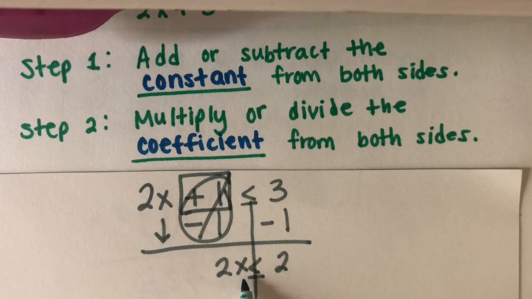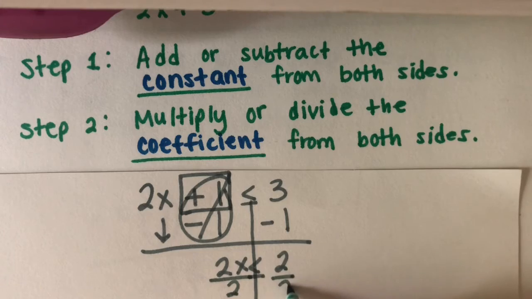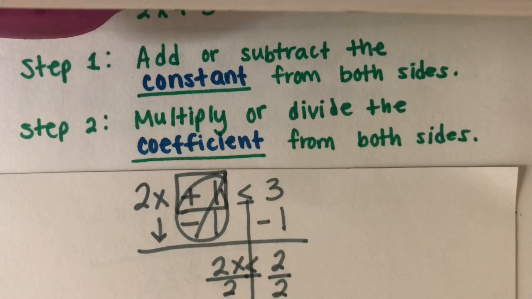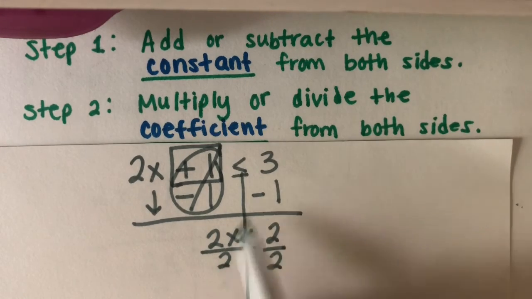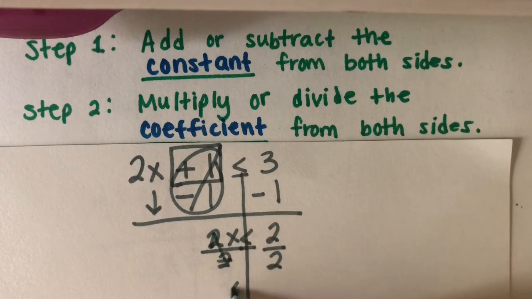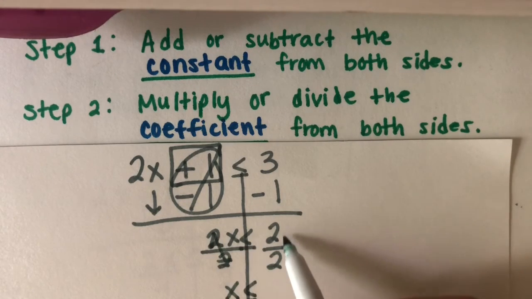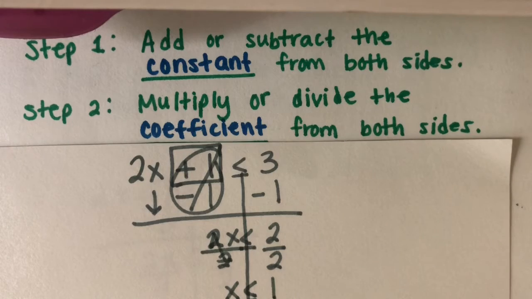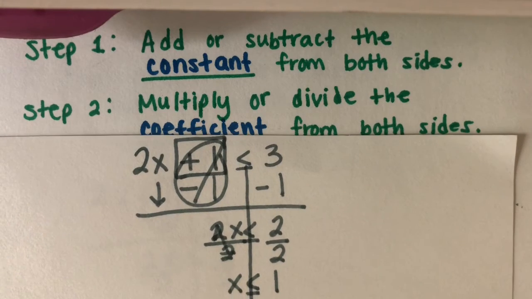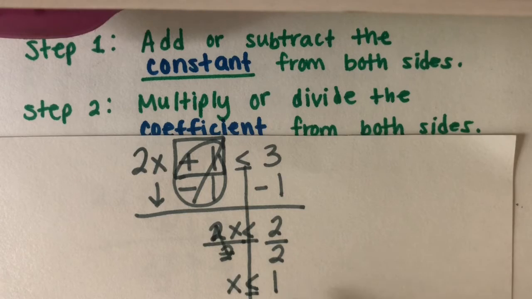2 is being multiplied by x. Okay, so since 2 is being multiplied by x, I'm going to do the inverse of that, which is divide by 2. So if I divide both sides by 2, 2x divided by 2 gives me 1x or an x, and then 2 divided by 2 is just 1. Okay, so now we have reached our first learning target, which is solving a two-step inequality. We've solved this two-step inequality. We got x is less than or equal to 1.